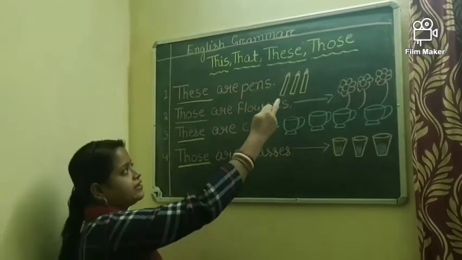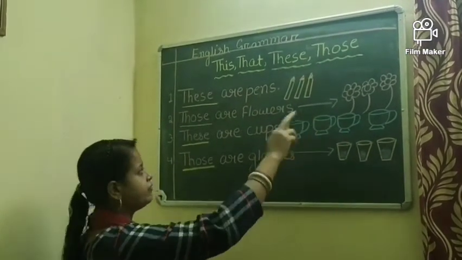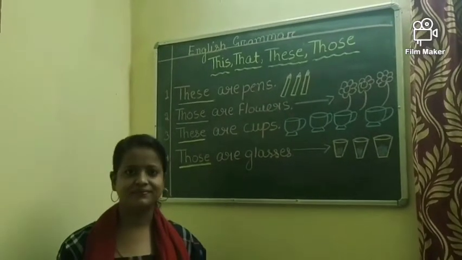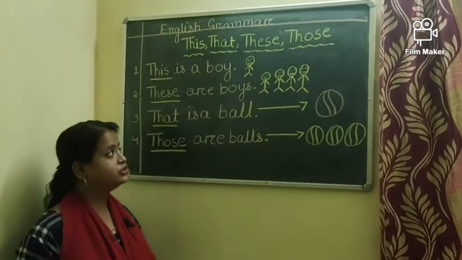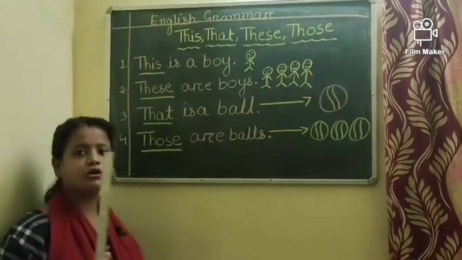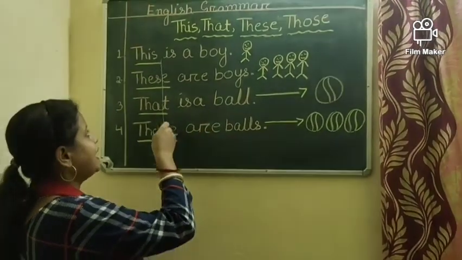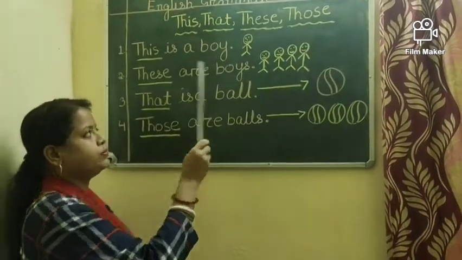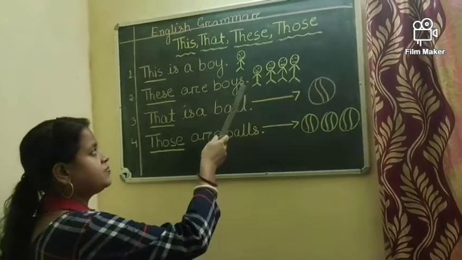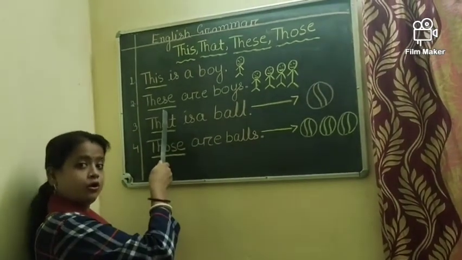And if the things are near to you, you will use these, and for things which are far away from you, you will use those. Understood, children? Children, we use this when the person or the object is singular and near to you, and this becomes these when the object or the person becomes plural. Okay, and those things must be near to you.